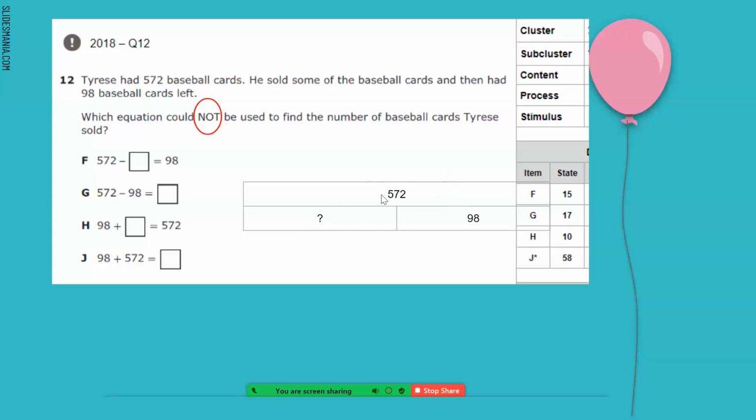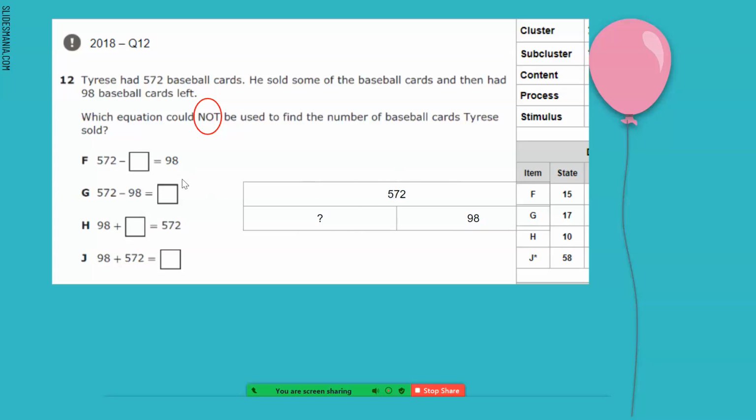So we know he had 572 baseball cards. We don't know how many he sold, but at the end he had 98 left. We're looking for a missing part. And so we've taught students since 1st and 2nd grade that when we're looking for a missing part, we subtract. But there's more than one way to actually solve this problem. So let's look at these choices and see if these make sense with our picture.